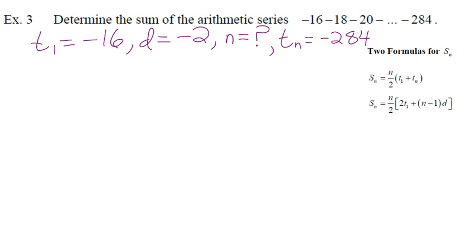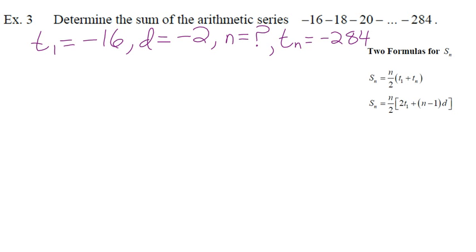Okay, so we need an N, we need a T1 and a Tn. What's the first thing we've got to figure out then? We've got to figure out N. There is no N. Both of these formulas use an N. We've got a T1 and a Tn, so I can use this formula. We've got a T1 and we've got a D, so I can use this formula. But I can't use either formula without N.